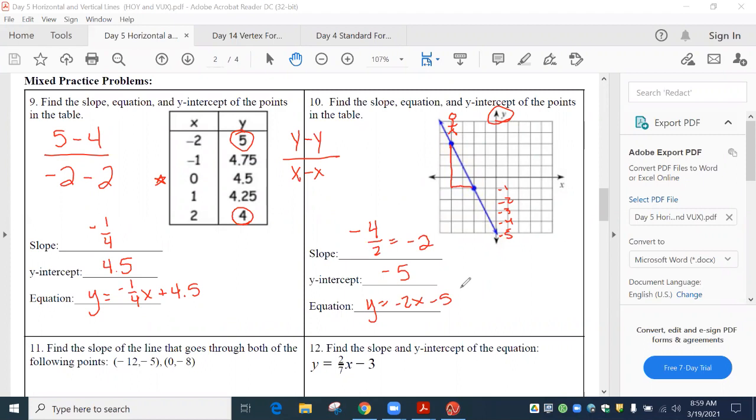And then on the back, I think they'll do a VUX. Yep. So it's only crossing the x-axis, so it'll be undefined, undefined, and then x equals -4.